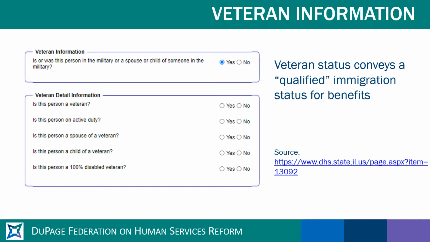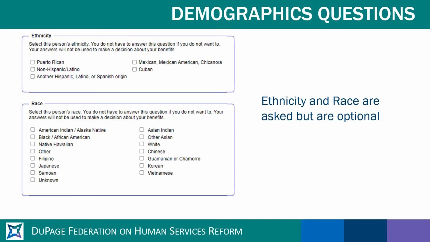And these are the questions that, if you mark yes, the person is a veteran, some additional questions come up. Part of this is related to the fact that DHS does have a policy that those immigrants who have served in the military or who are veterans, and their family members, may be able to qualify for benefits. Each household member has the option of selecting what their ethnicity and race is. They are optional questions, but can be helpful demographics for the state to collect.